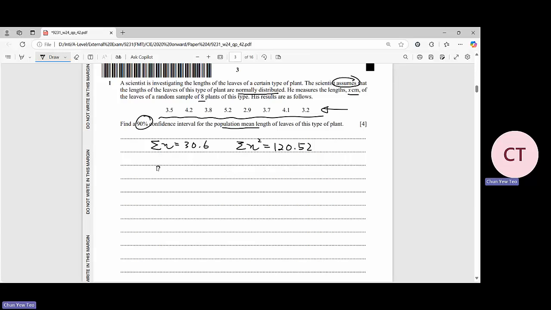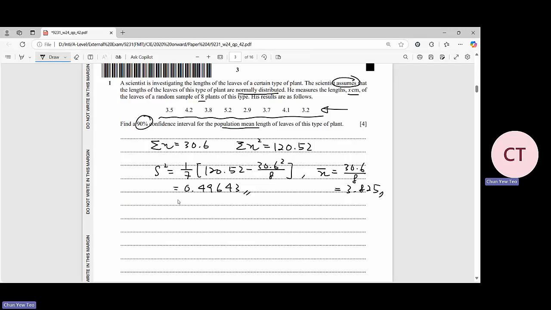Then we need to use the unbiased estimate of the population variance. The formula will be 1 over 7 of 120.52 minus 30.6 squared divided by 8. Just use your calculator and you can get 0.49643. Oh, I forgot to find the mean. The mean is 30.6 divided by 8, which gives 3.825. Okay, so these are the two important values for us in order to find the confidence interval.